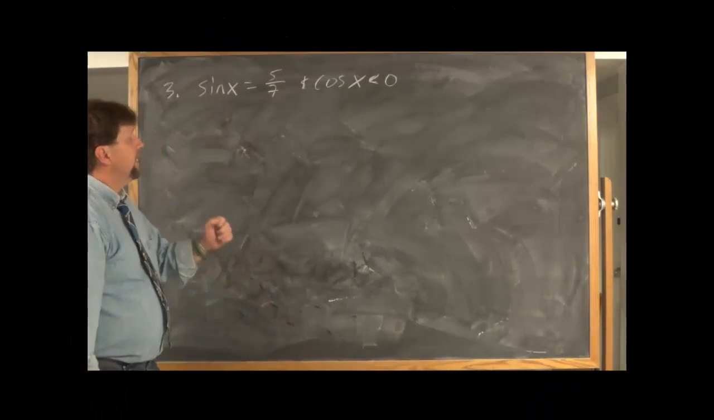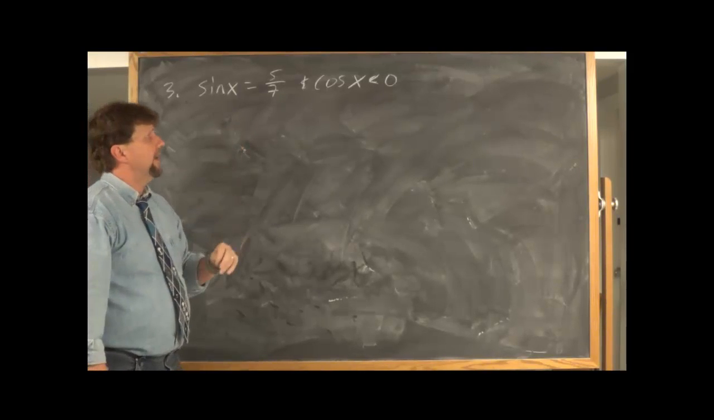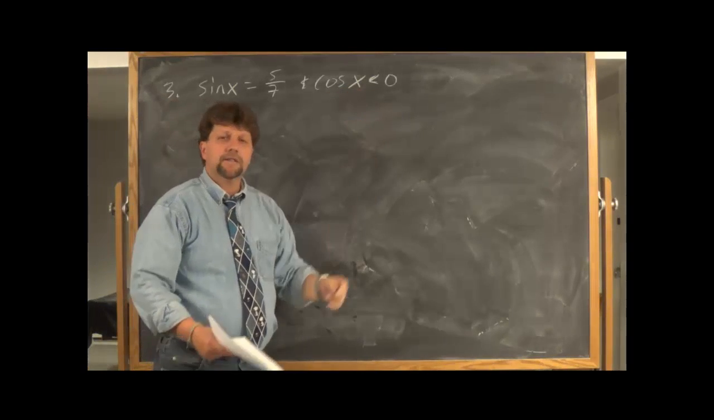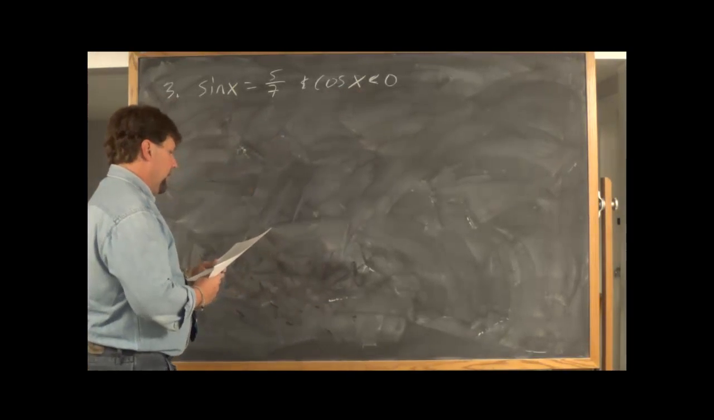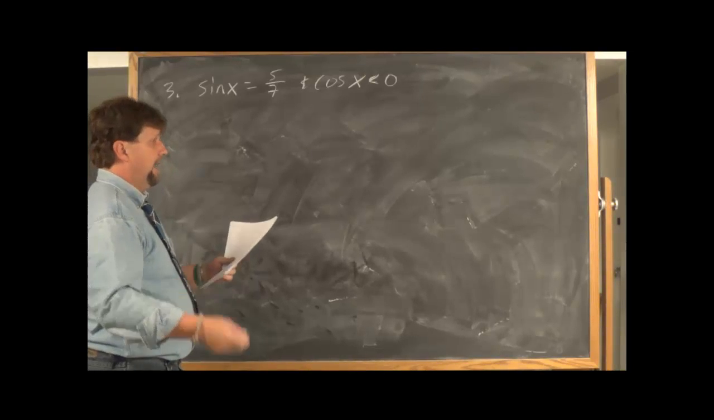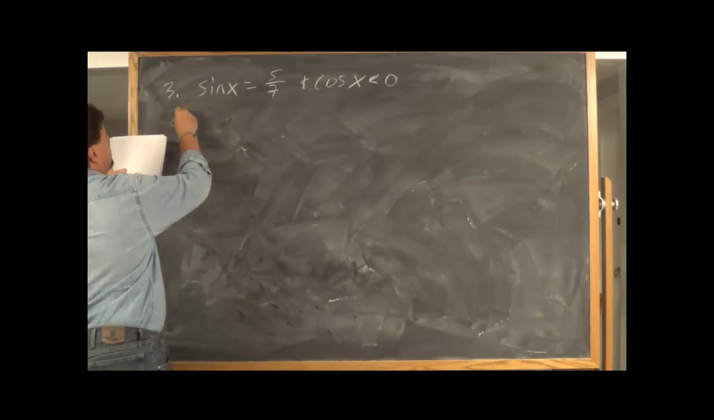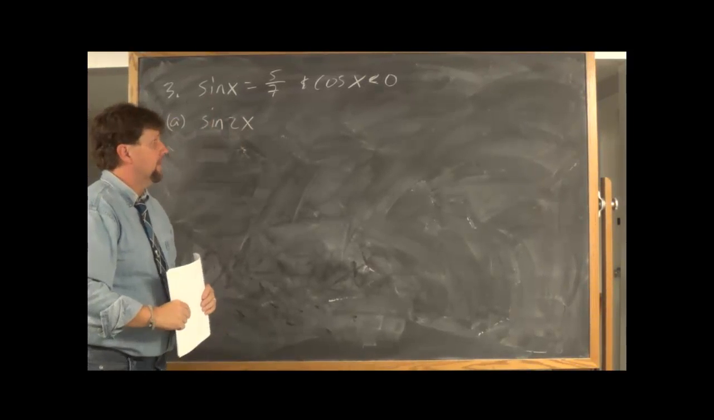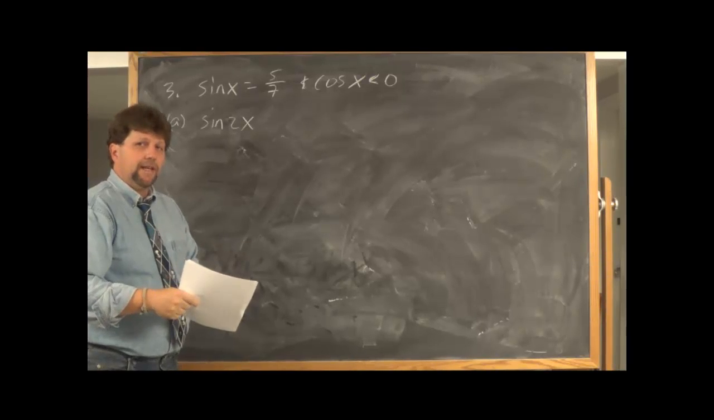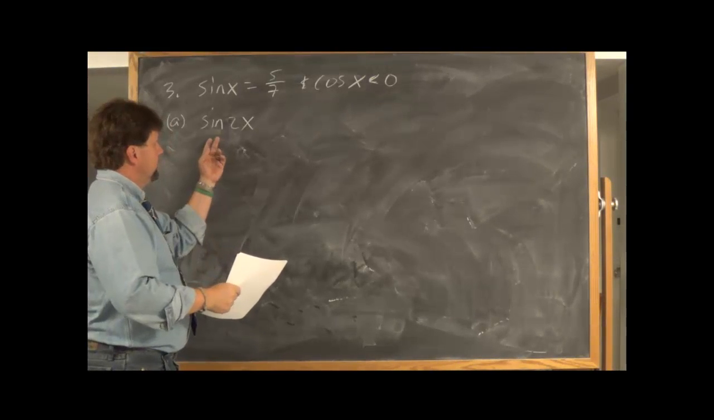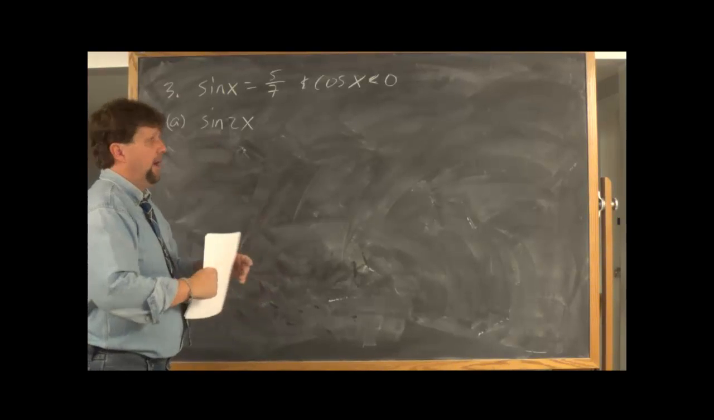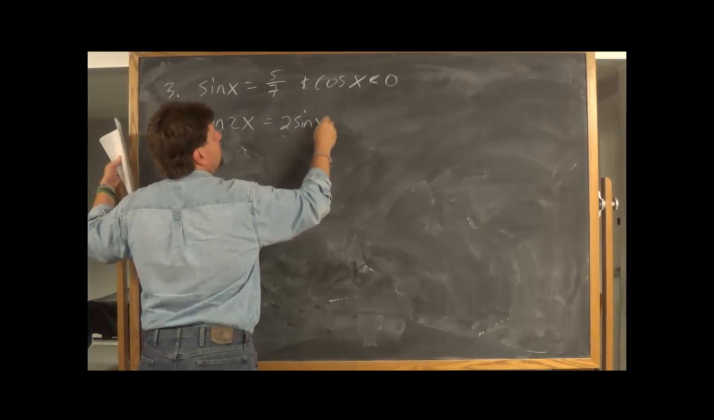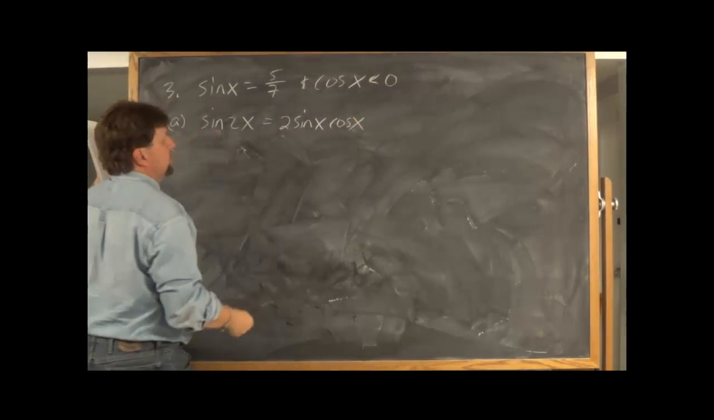Hey folks, here in number 3, you were given the sine of x is 5/7, and you were told cosine of x is a negative number. Cosine of x is less than 0. And you were asked to find, in part A, the sine of 2x. Well, here we're working with our double angle identities. So you need to know that the sine of 2x is 2 times the sine of x times the cosine of x.